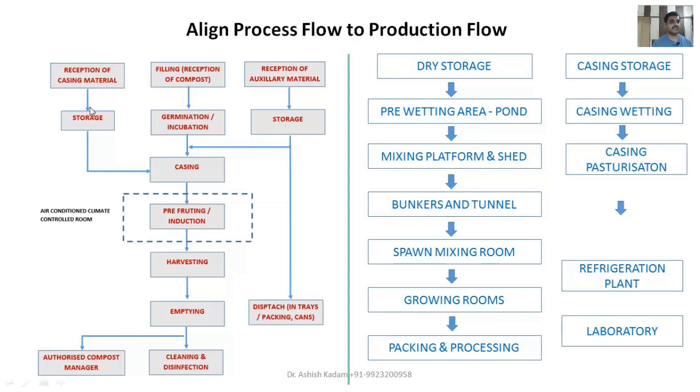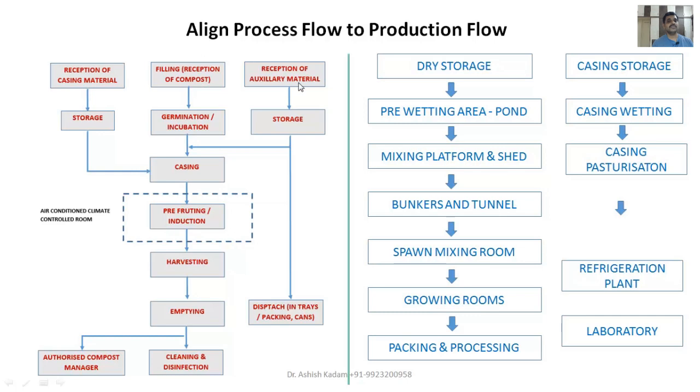Now let us start with the first part, where we are receiving the casing material. So we require the casing material. Again we require the compost. Either the compost will come from a third party source, or you can make your own compost. We have discussed this in detail in video 2. And you also require some other auxiliary materials, like gloves, aprons, knives, cleaning material, and so many other things when you are running a professional plant. So these are the three places where you are receiving the material.